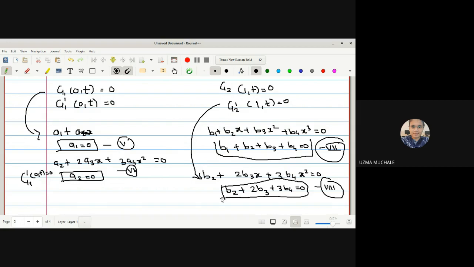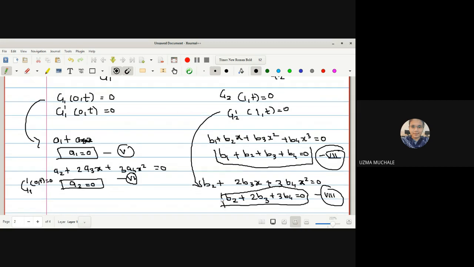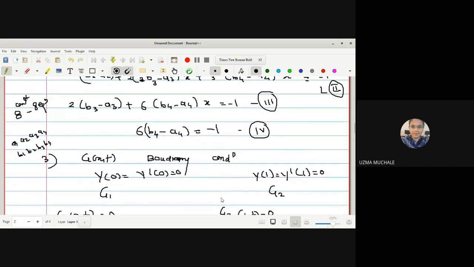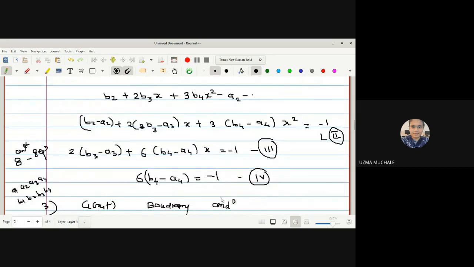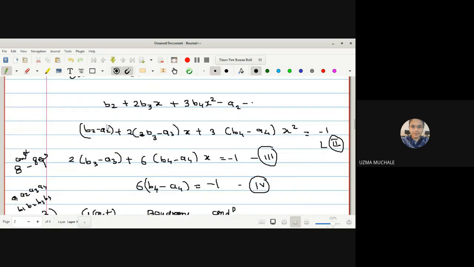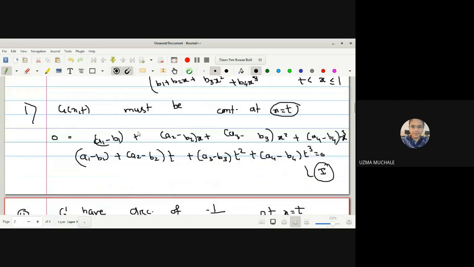Out of them we have got the value of A1 and A2 also. So go back to your equations, wherever you have A1, A2, you can put it as 0 and we can simplify the equations. Here also you can see the value of A2 is there. Here also we can put the value of A1 and A2 as 0, and we can evaluate these equations.